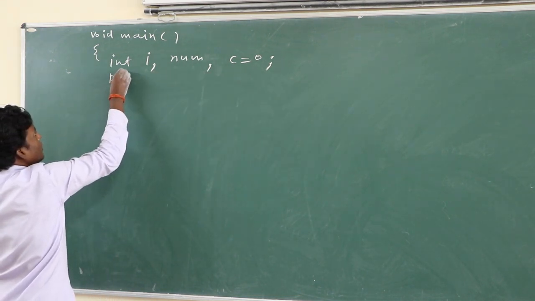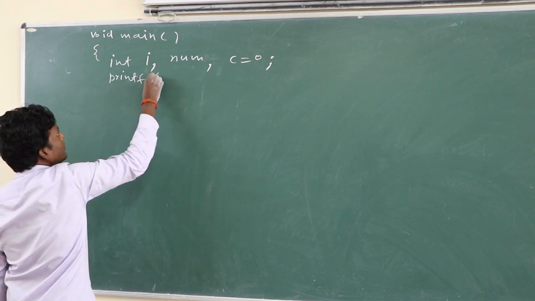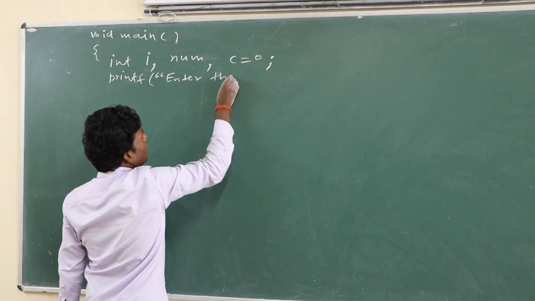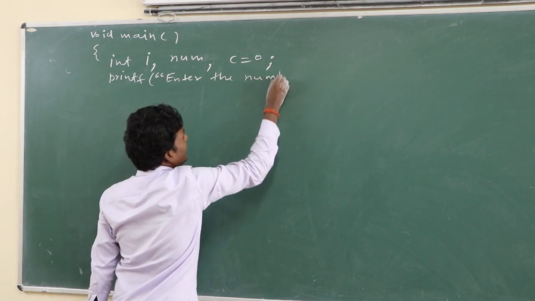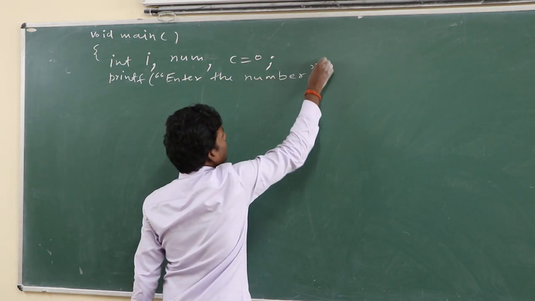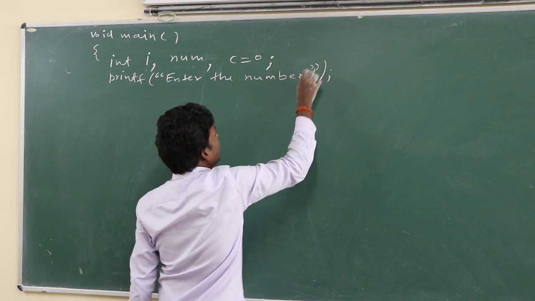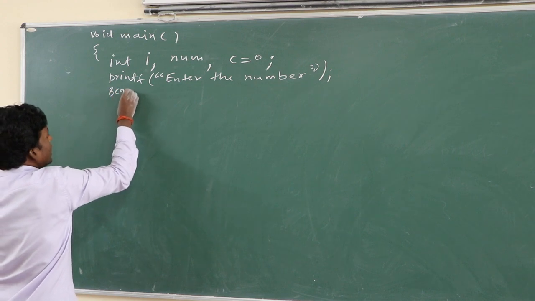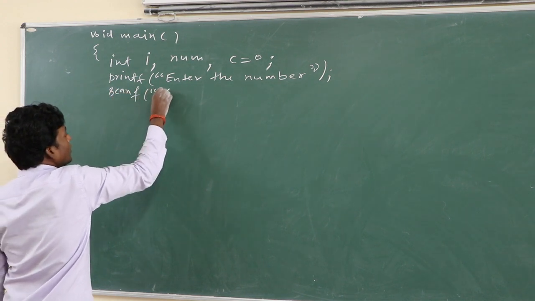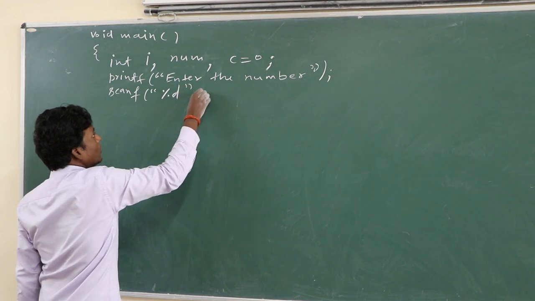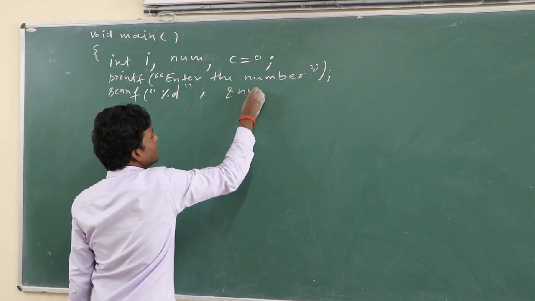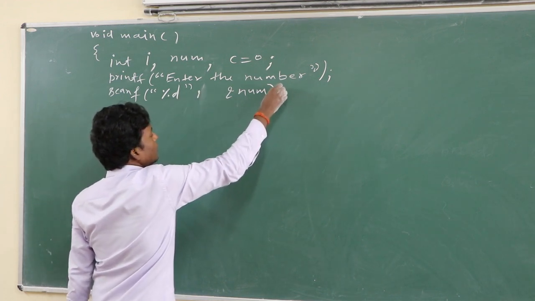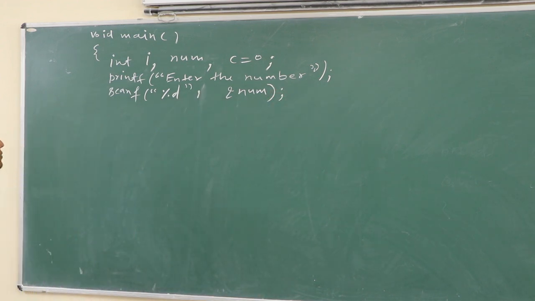printf, enter the number. Okay, this is the number that we want to check whether it is prime or not. scanf %d, &num. Now you have the number. The number is inputted.